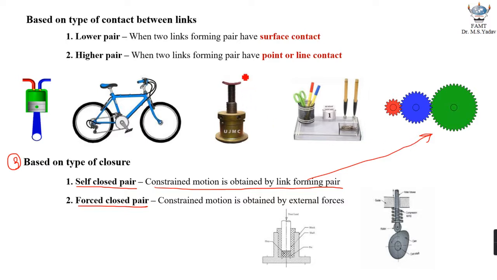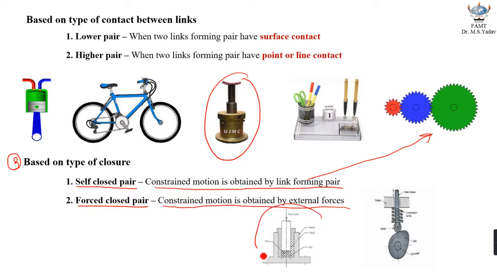The same discussion is applicable even to this particular screw jack. The motion between two links can only take place in one direction. So the constrained motion is obtained by the links forming the pair itself. So these types of pairs are typically called self-closed pairs. The second one is the force-closed pair. In the case of a force-closed pair, the constrained motion is obtained by external forces.